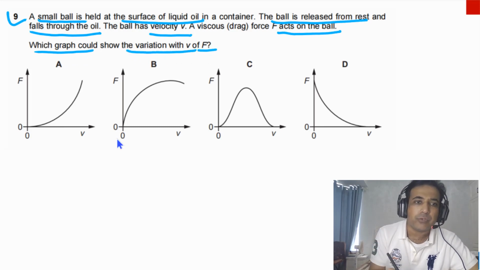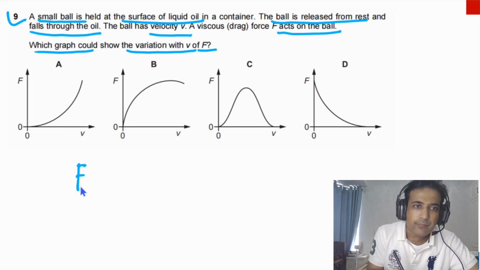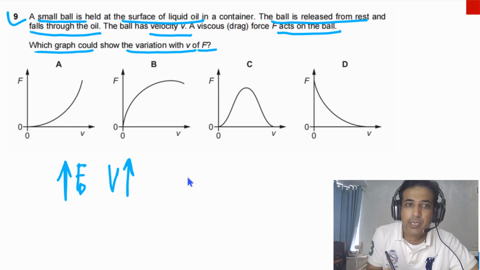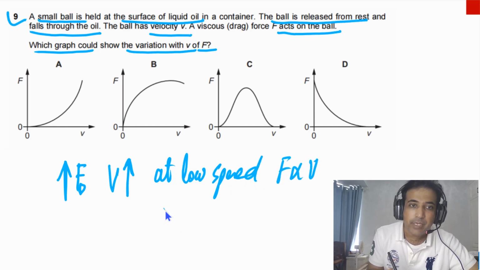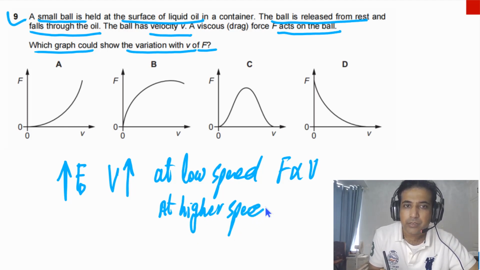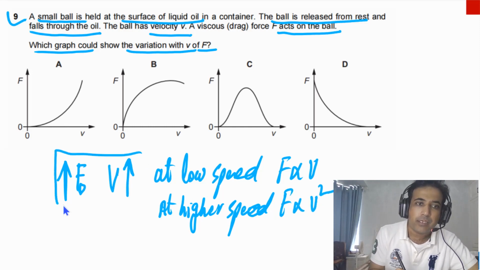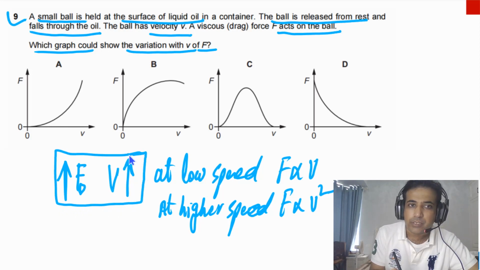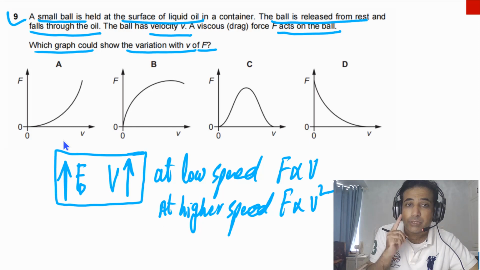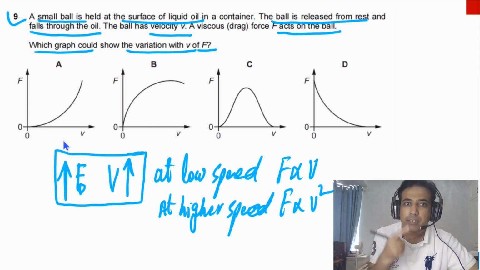So for this case, simply we need to understand viscous force means this drag force increases with speed. So as speed increases, drag force will also increase. At low speed, F is directly proportional to v, and at higher speeds, we need to understand F is directly proportional to v squared. Or simply you can understand drag force increases with speed. So drag force has to increase with speed. As speed is increasing, it has to keep on increasing.